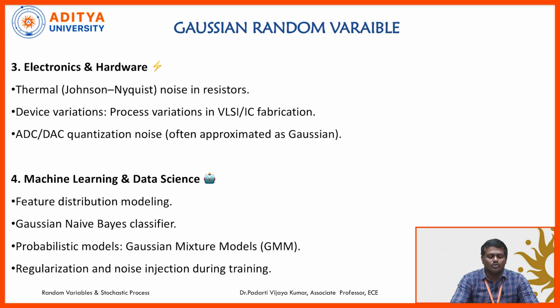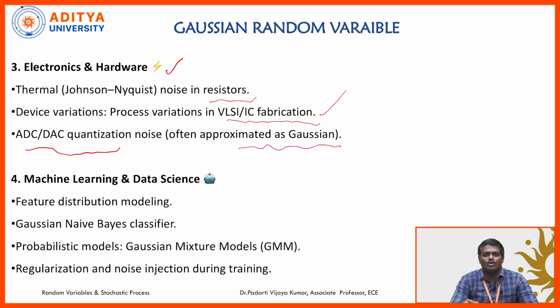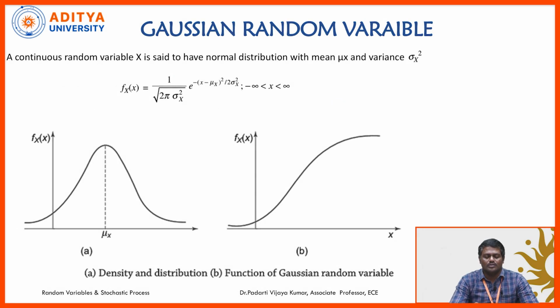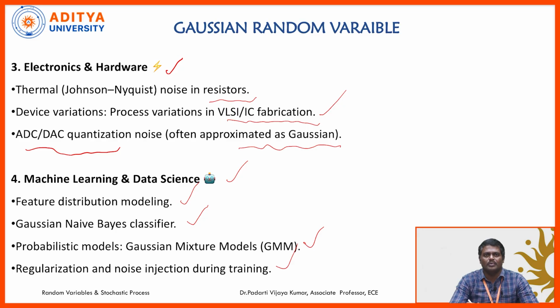And also when it comes to electronics and hardware, thermal noise generation follows the Gaussian function. And for process variations in VLSI fabrication also, we use the Gaussian random variable. In A to D converters and D to A converters, the quantization noise is often approximated as a Gaussian random variable. Nowadays in machine learning also, we use the Gaussian random variable for feature distribution modeling, and it is also used in naive Bayes classifier classification applications, Gaussian mixture models, regularization and noise injection during training. So, there are many more applications. We have listed a few applications here.